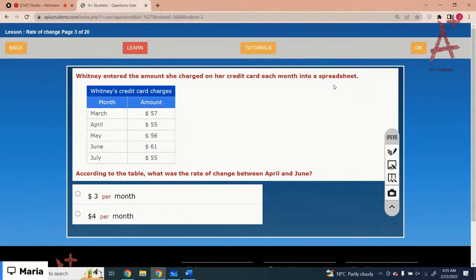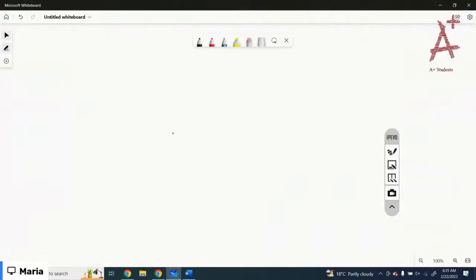Okay, Whitney entered the amount she charged on her credit card each month into a spreadsheet. According to the table, what was the rate of change between April and June? Here you have April, that is 55, and here you have June, that is 61. Got it? So April is the fourth month and June is the sixth month.